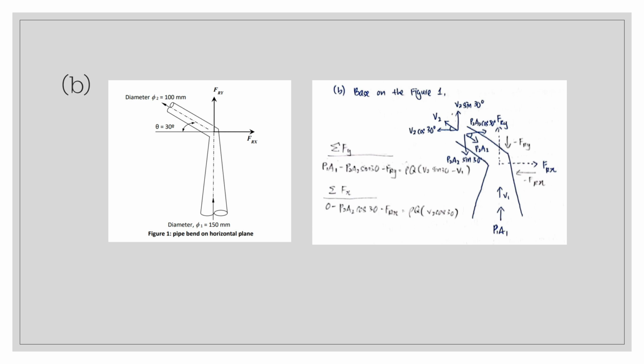So we get that the Fy equation is P1 A1 minus P2 A2 cos 30 degree minus resultant force Y equals density times Q times (V2 sin 30 degree minus V1). However, the sum of the forces in direction x is 0 minus P2 A2 cos 30 degree minus resultant force X equals density times Q times V2 cos 30 degree.